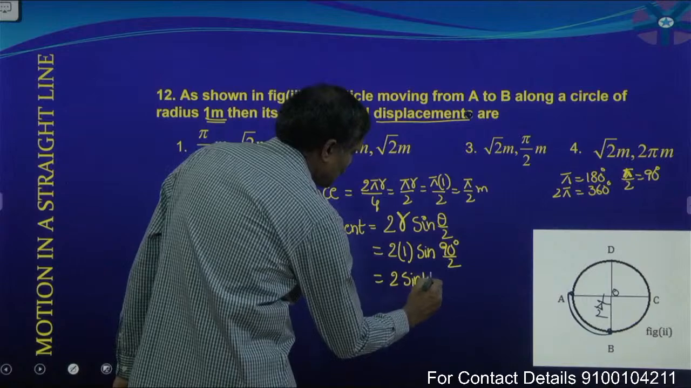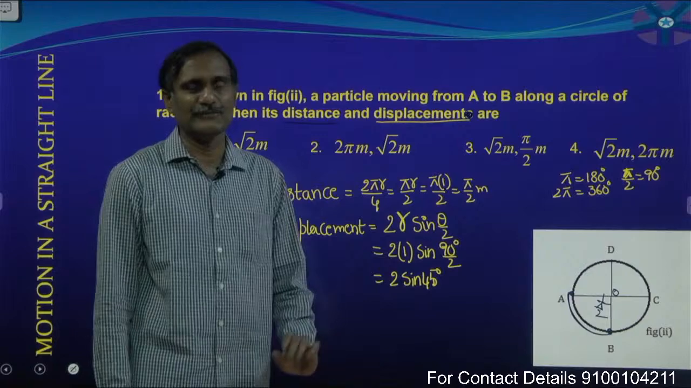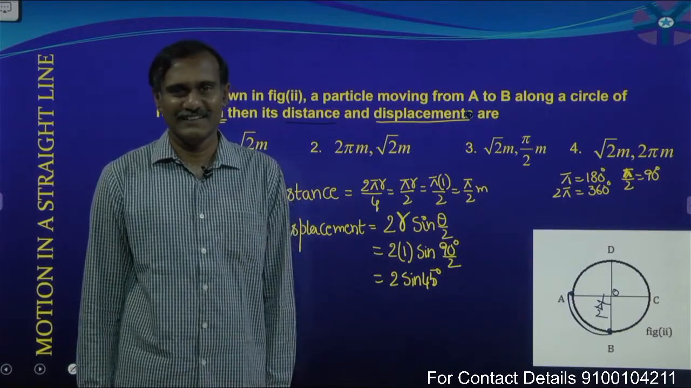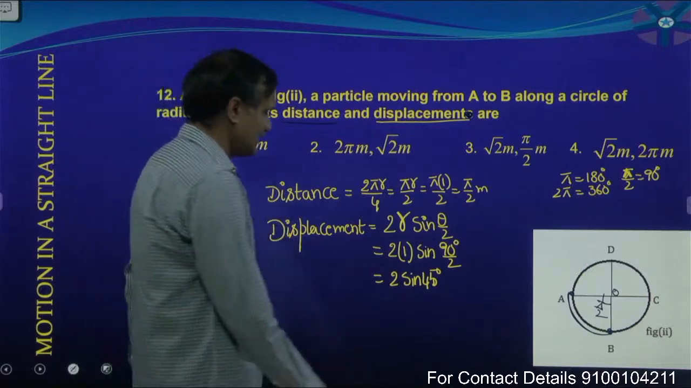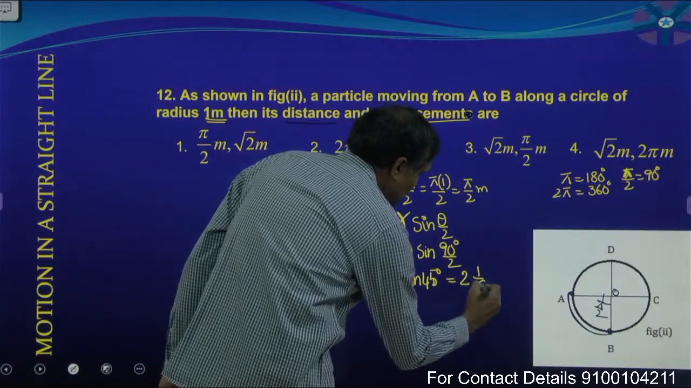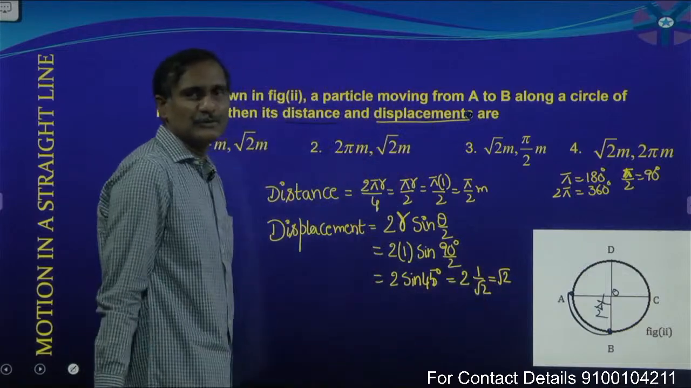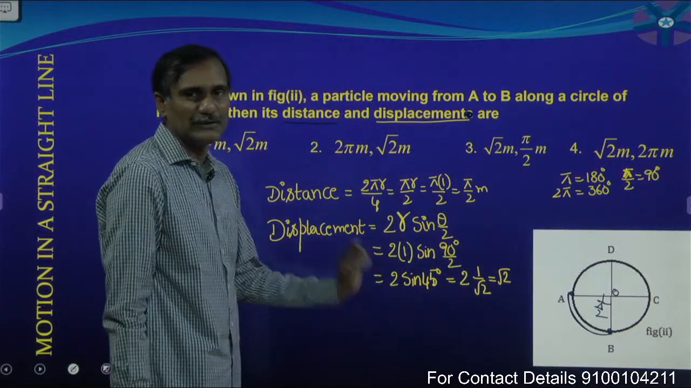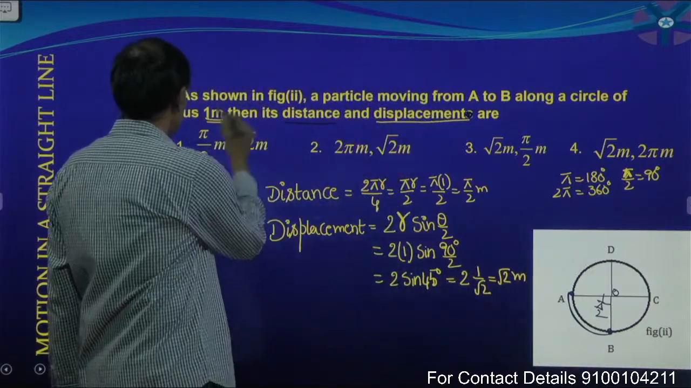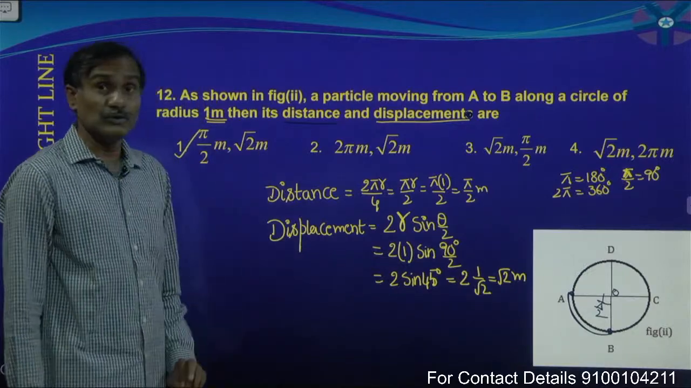Tell me, what is the value of sin 45 degrees? Already in trigonometry you know that value. Yes, it is 1 by root 2. So 2 into 1 by root 2. 2 divided by root 2 becomes root 2, because 2 can be taken as root 2 into root 2. So it becomes root 2 meters. So the answer is the first option, pi by 2 meter comma root 2 meter.